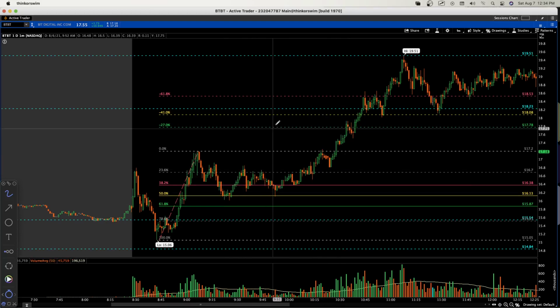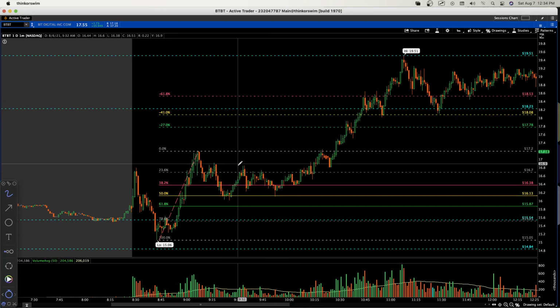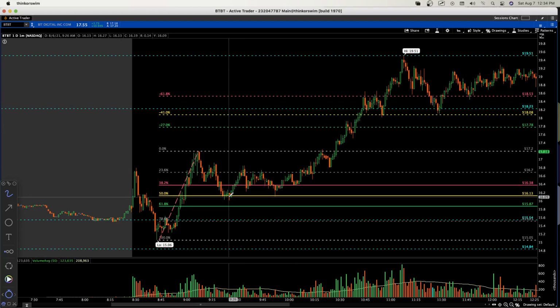But it doesn't mean that you have to wait until any of these levels are hit. That's 100% up to you. If you want to take just this move from here to here, once it bounces off of that 50 and you want to take your profits once it busts above that 23.6, go for it. Totally up to you.